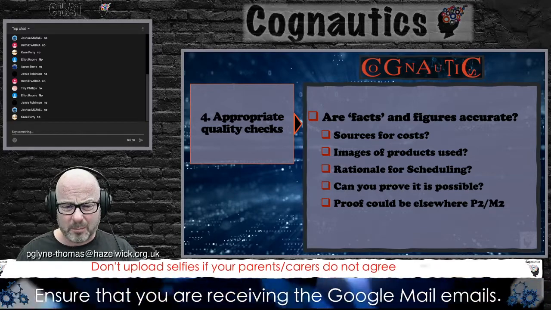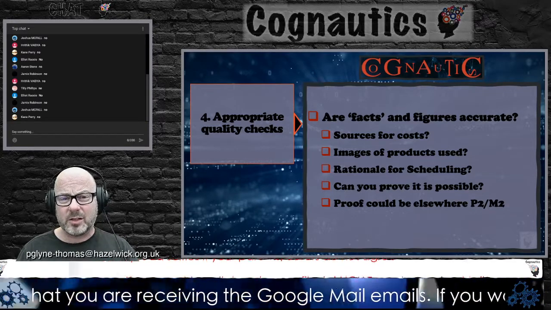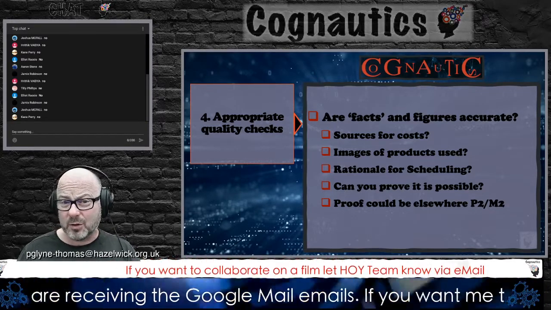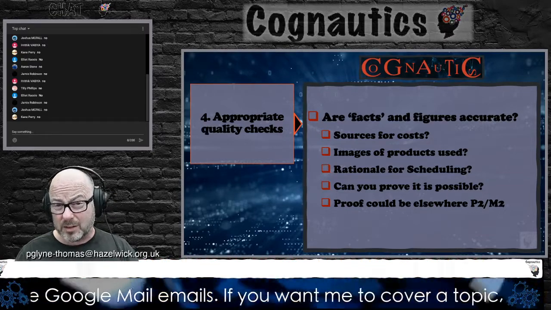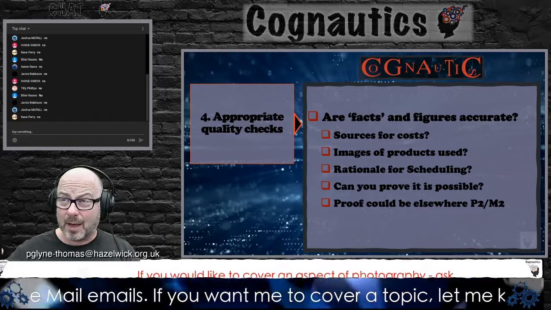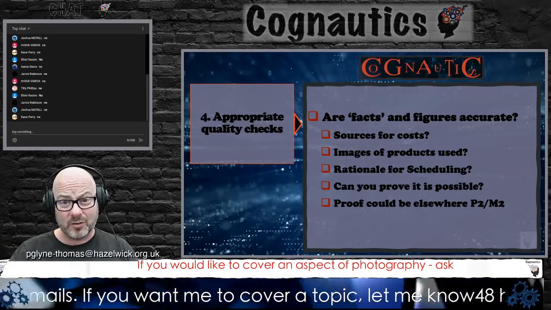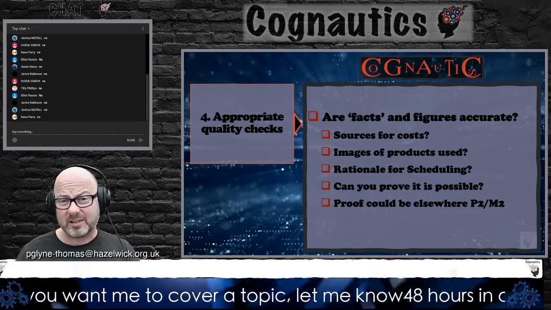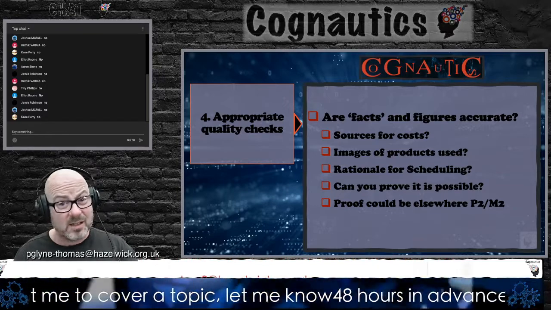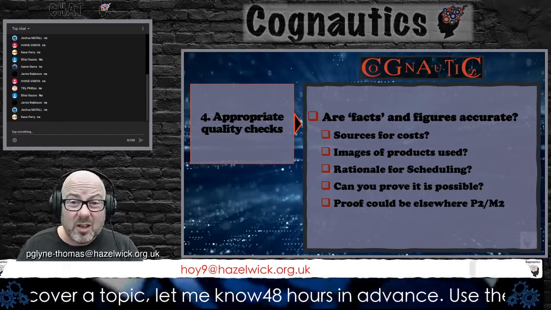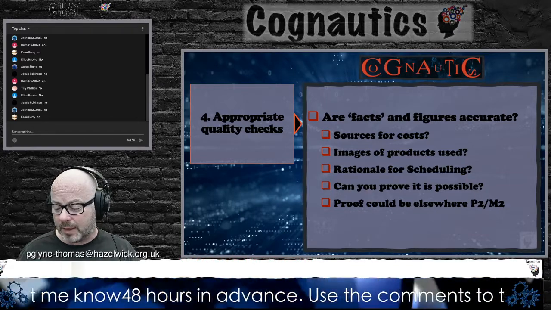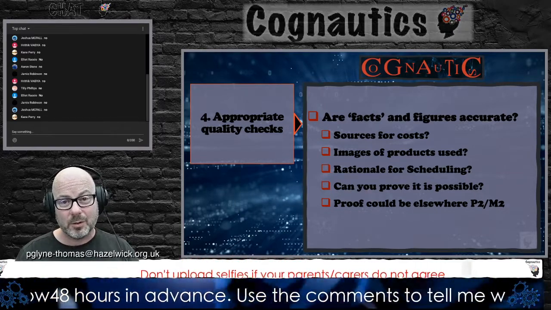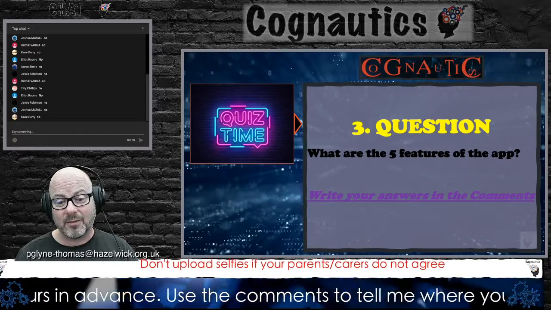Cameras always excite me. What about your rationale for scheduling? So a nice screen print of your Gantt chart with a bit of an explanation. You know that paragraph you wrote in M2 about your rationale for scheduling, about this shows this and this shows that, and you think it'll take about a week to program, and then you've got to test it. A quick talk through of that, again, 20-30 seconds. And your proof could be elsewhere, like I said, in P2 or M2, but don't make stuff up.